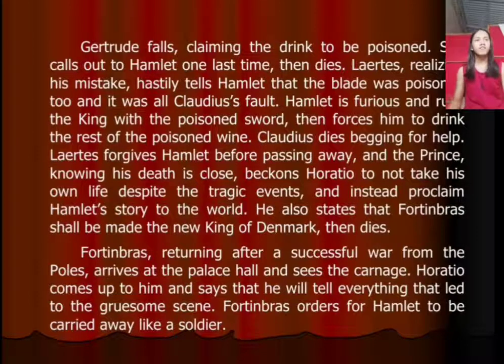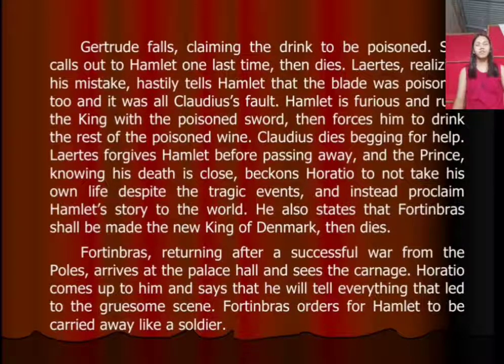Laertes forgives Hamlet before passing away, and the prince, knowing his death is close, beckons Horatio to not take his own life despite the tragic events, and instead proclaim Hamlet's story to the world. He also states that Fortinbras shall be made the new king of Denmark, then dies.